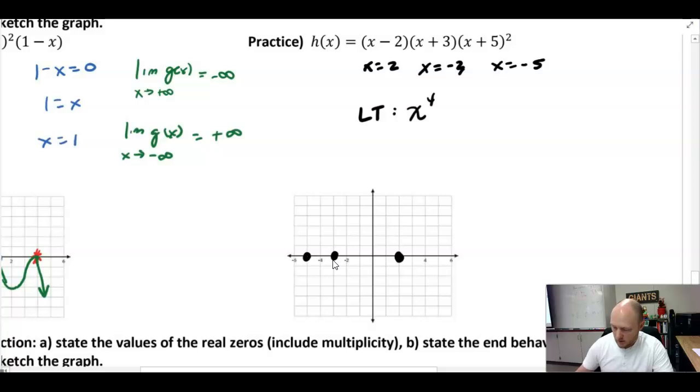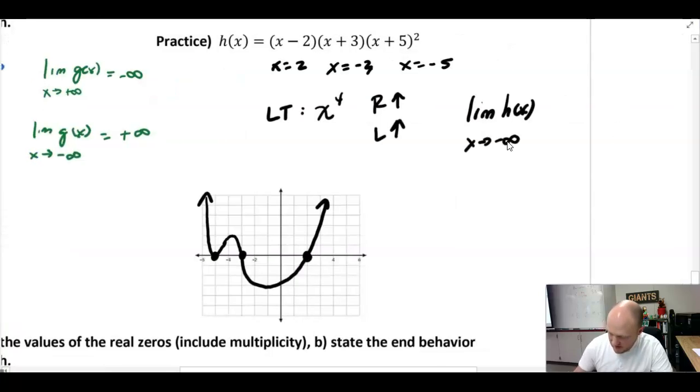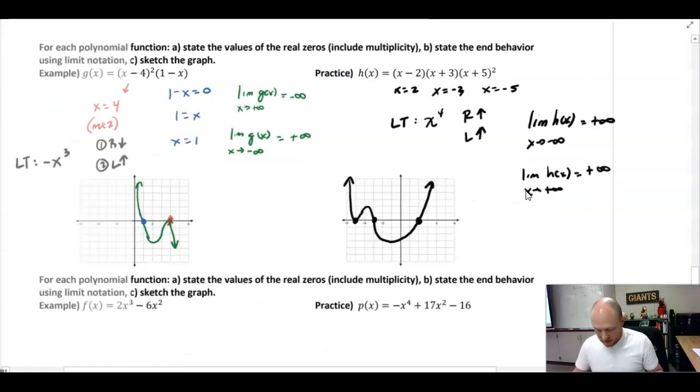And then our leading term, counting the factors 1, 2, 3, 4, should be x to the power of 4, meaning right side's going up, and since it's even, left side's going to match. So our graph should look something like this. I'm going to bounce off this multiplicity of 2 and pass through, and then pass through. So there's what your sketch looks like. And if you were curious about the limit statement, this is the left end behavior. It would look like this. And the right end behavior looks like that. Okay? All right, hopefully you did good.